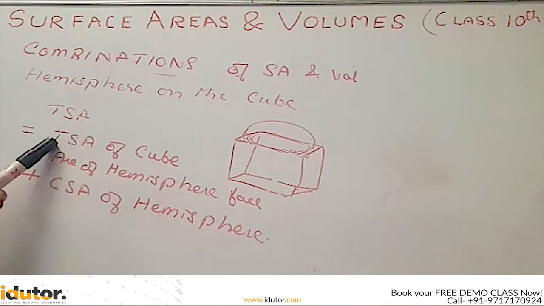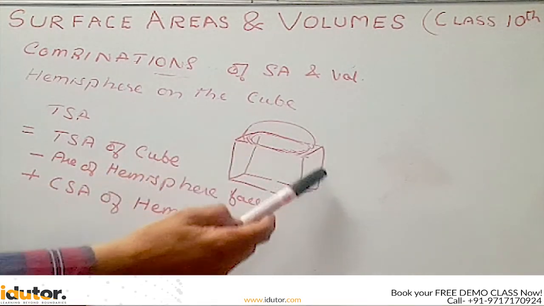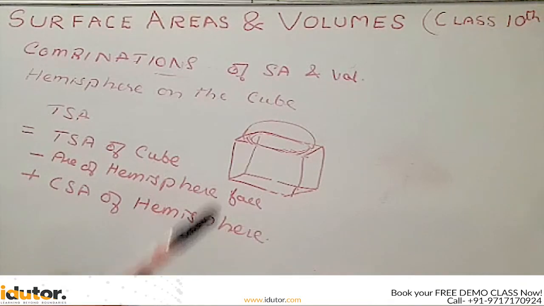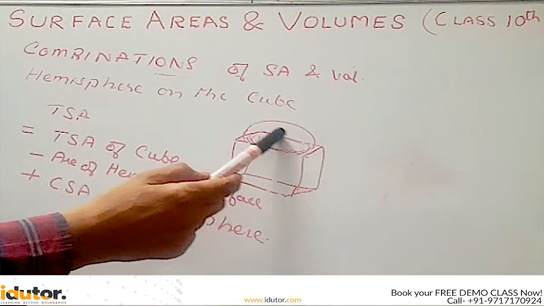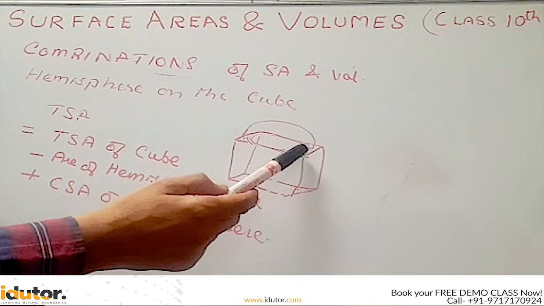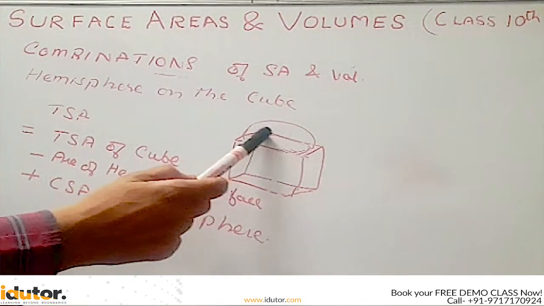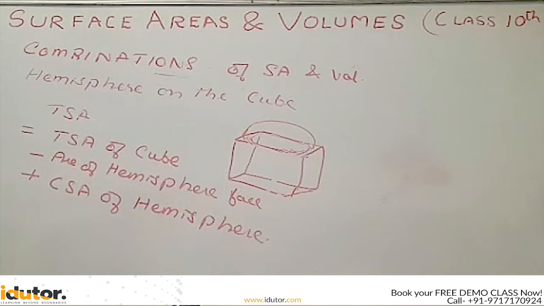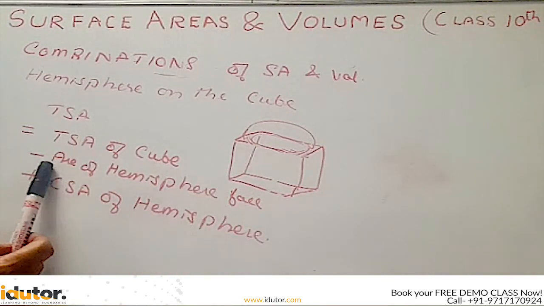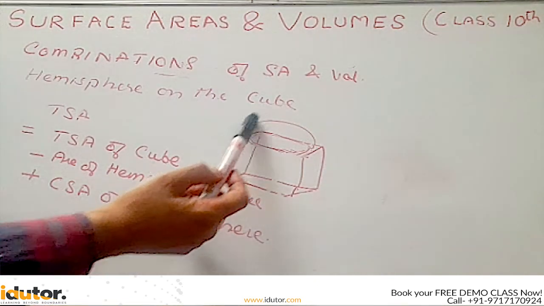Actually, here we first take the total surface area of the cube. As we know, the total surface area means everything. This cube consists of only the total surface area of the cube. But we also know that this hemisphere has been fixed on the top. So this particular circular part at the bottom, which is fixed on the cube, cannot be seen. It is fixed on the top part of the cube. So we can say this is a circular part. Since it cannot be seen, it has to be subtracted. Then we have the CSA of hemisphere. Hemisphere CSA means it is the top portion.